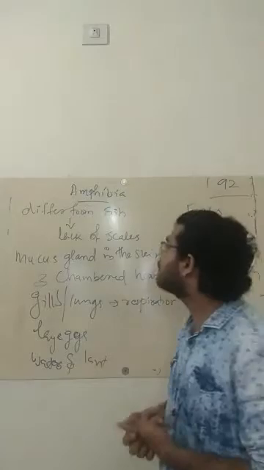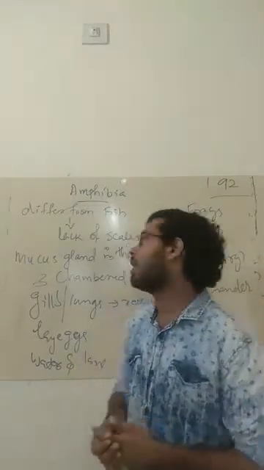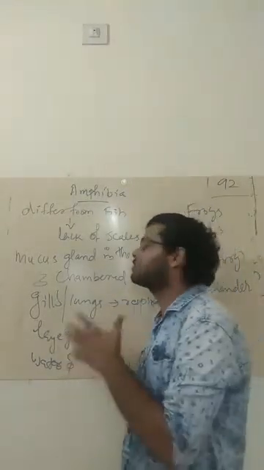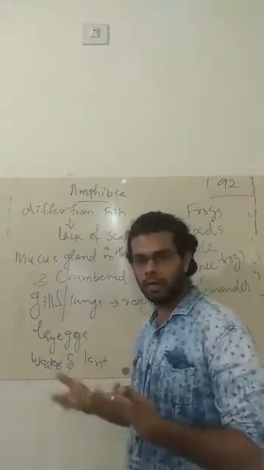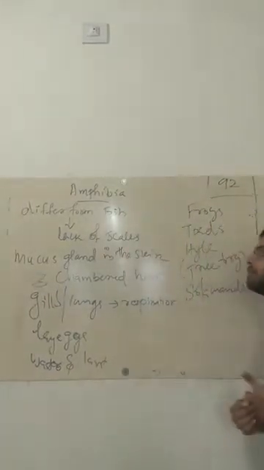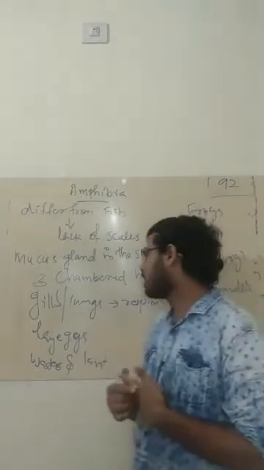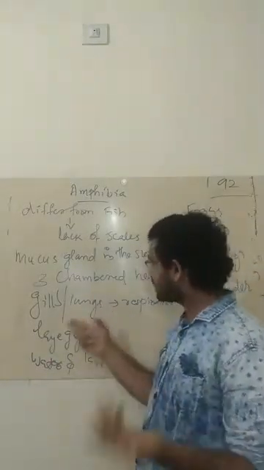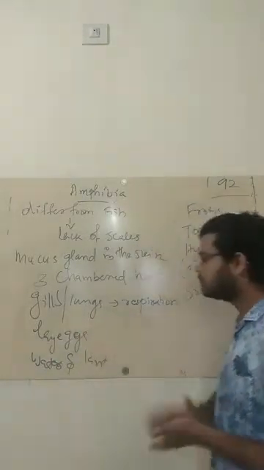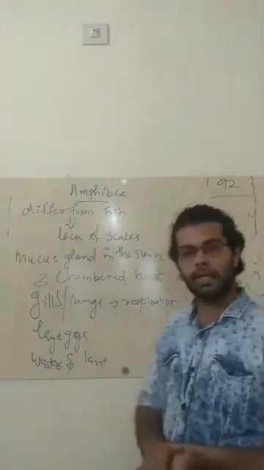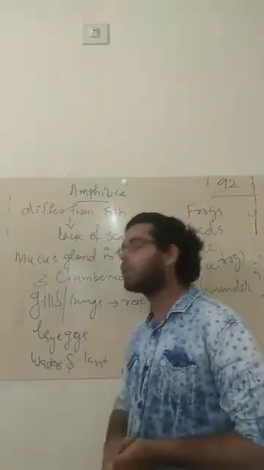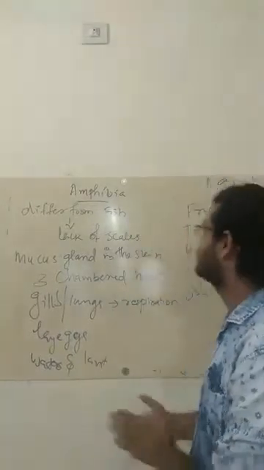But it has mucus glands in the skin, and another main difference is that the fish heart is two-chambered, while in amphibia it is a three-chambered heart. It also has lungs for respiration, lays eggs for the next generation, and is present in water and on land. Main examples are frog, toad, hyla, which means tree frog, and the salamander. So I think you have understood about amphibia.